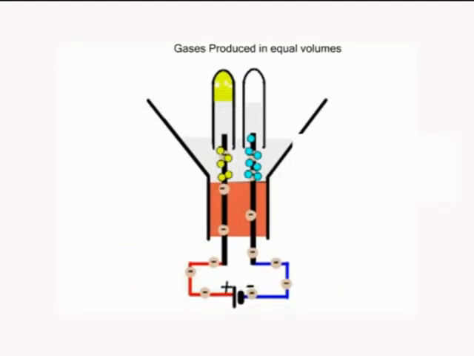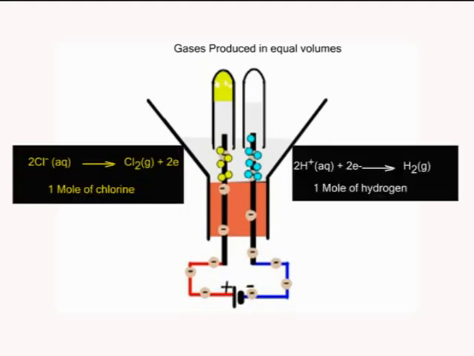Now notice that in this case the gases are in equal volumes. Why? Because for every 2 electrons lost by the chloride ions, 1 mole of chlorine gas is produced. Again, for every 2 electrons gained by the hydrogen ions, 1 mole of hydrogen gas is produced.